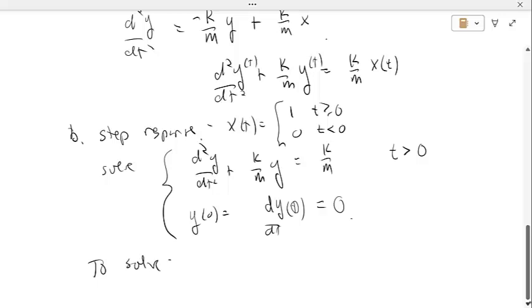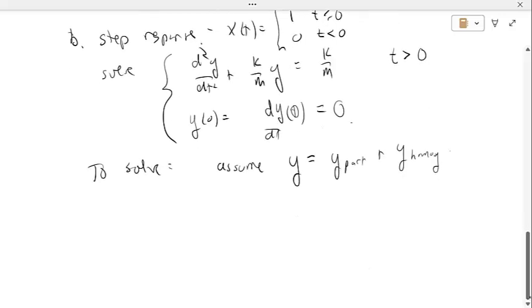I'm going to assume y has the form, let's see, I want to do particular solution plus homogeneous solution, just like before. Okay, so y particular plus y homogeneous. Okay. All right, now the particular solution, we've seen before that particular solution is always just plugging in a constant. So see if you can figure out how that works. Okay, so that's the particular solution.